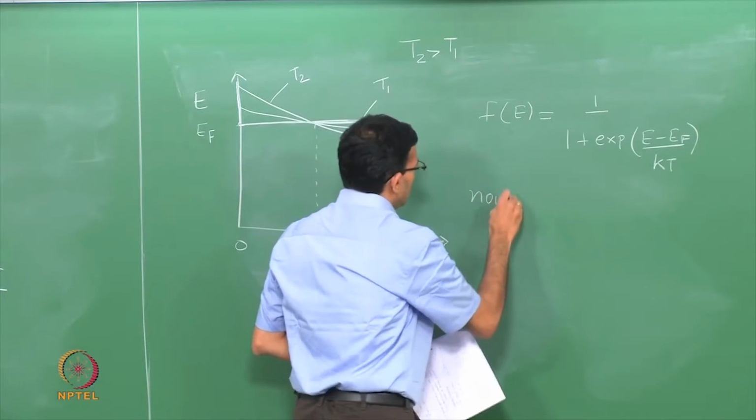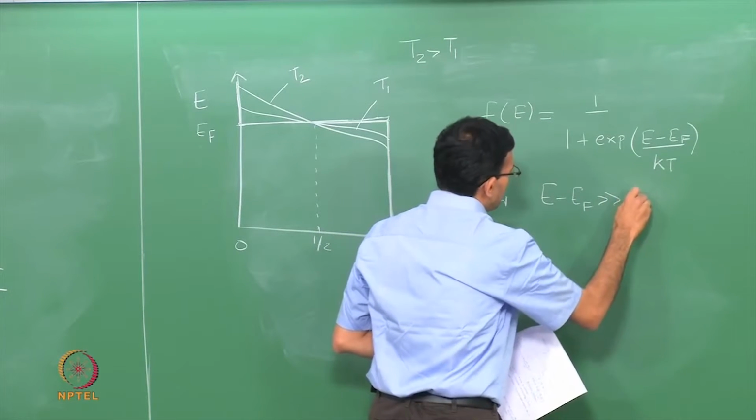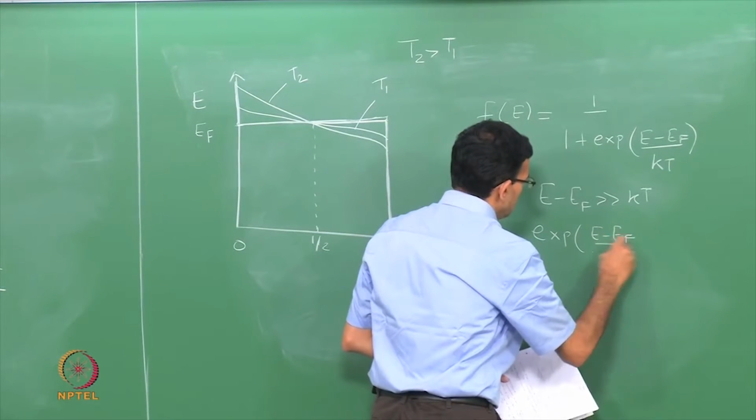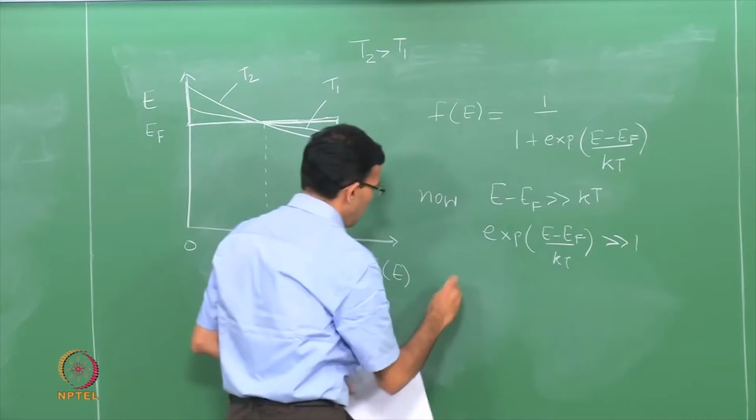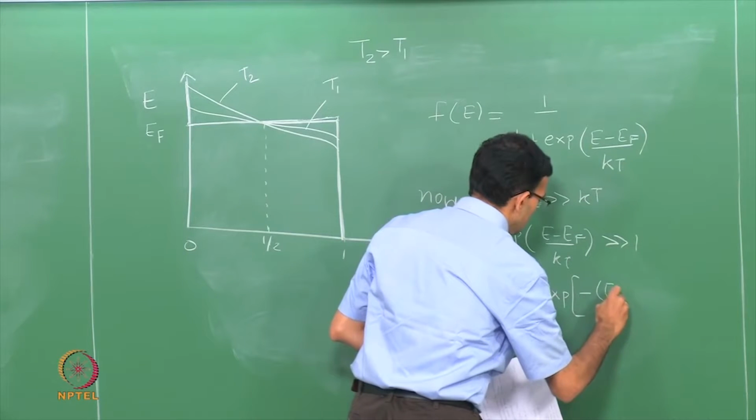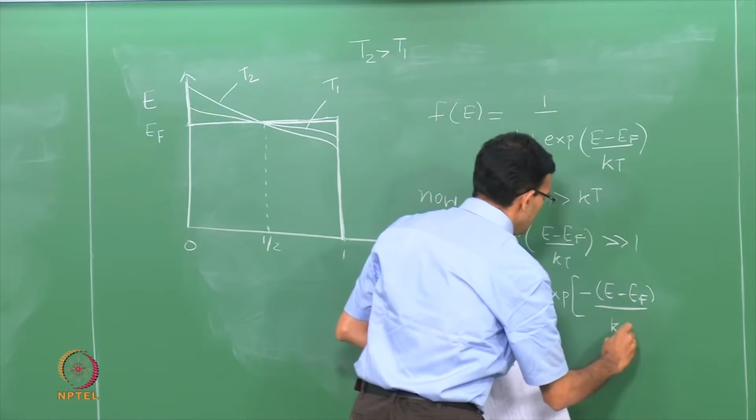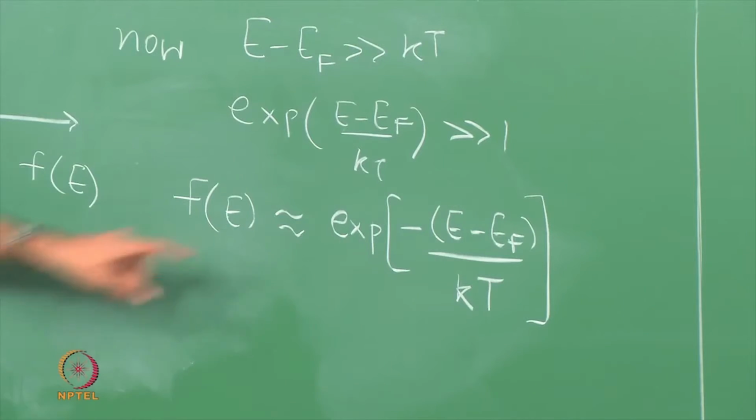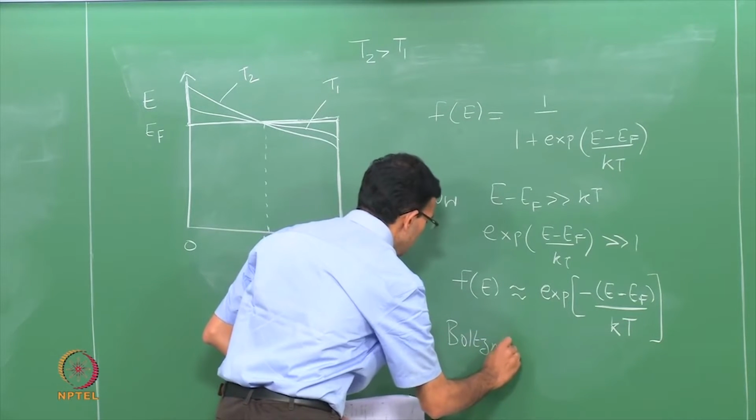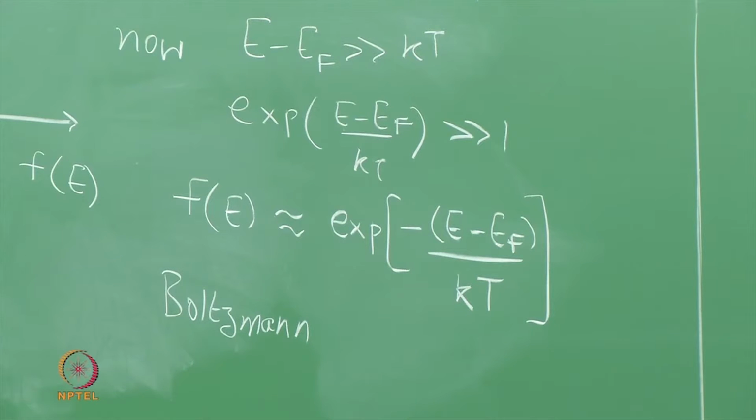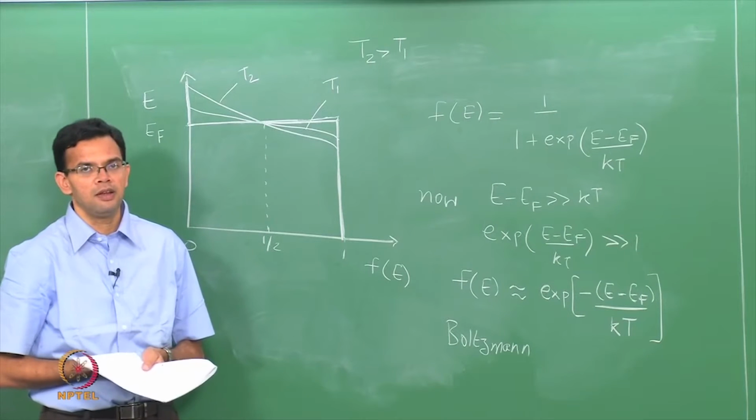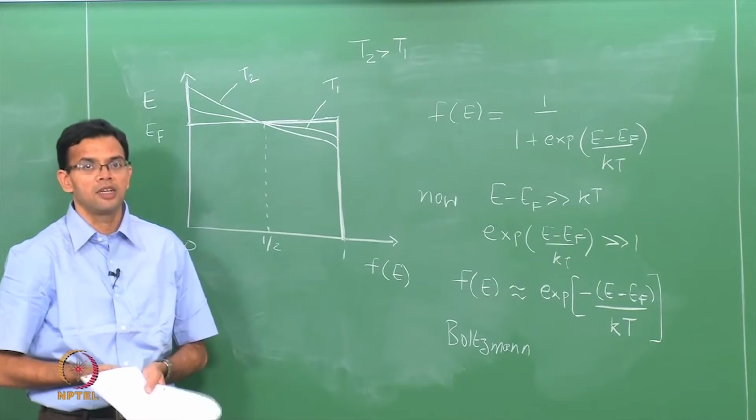Now, if E minus EF is much larger than KT, then the exponential term will be much larger than 1. In which case f of E will simplify to this expression, exponential of minus E minus EF over KT, and this resembles the Boltzmann statistic. So, at high energies the Fermi function simplifies to the Boltzmann function. This is an approximation which we will use later when we calculate the electron and hole concentrations in a conduction band and a valence band.